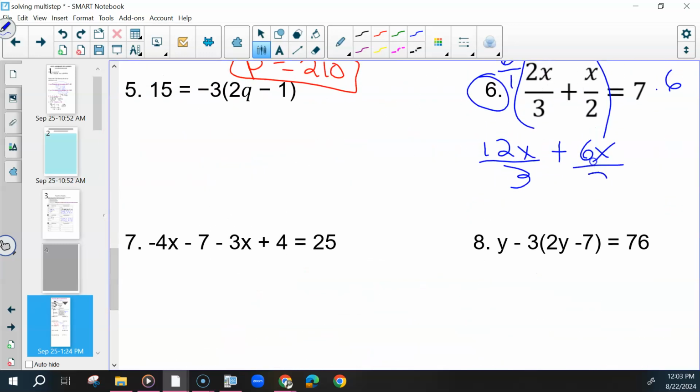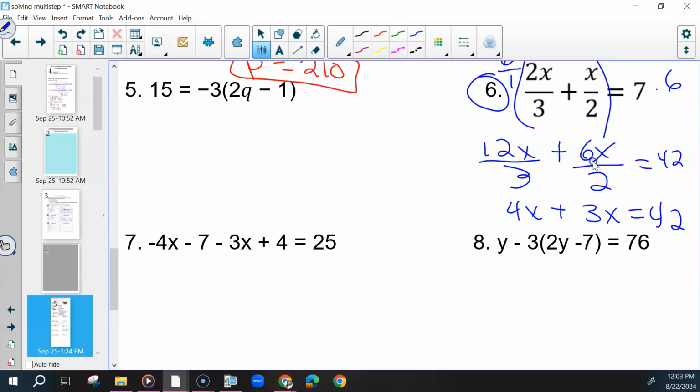So that would still be 2. And then 7 times 6, we would have 42. So it's still in fraction right now, yes, but it's going to disappear. I can simplify this. 12 divided by 3 is what? 4. Keep the x. 6 divided by 2 is 3. Keep the x.